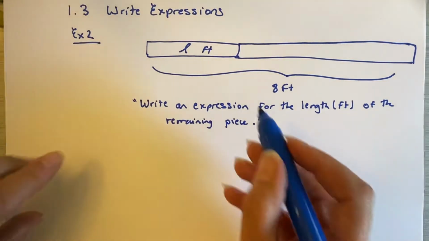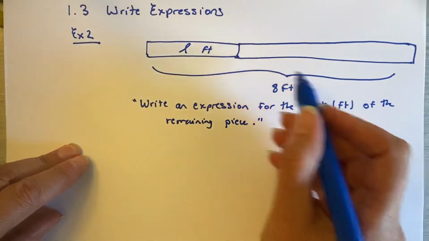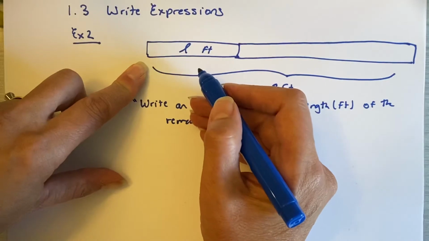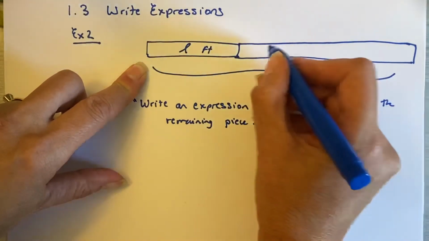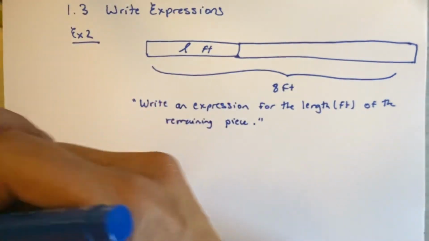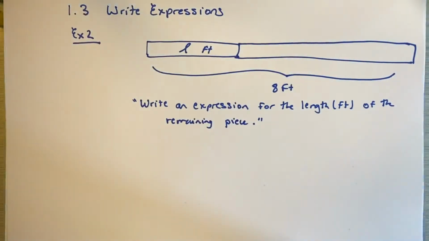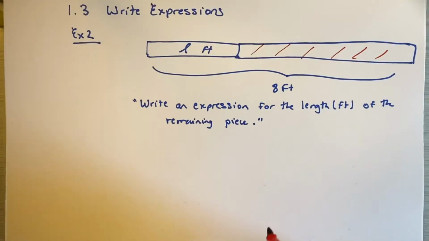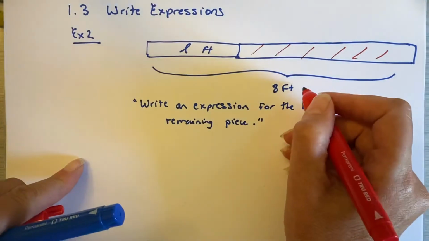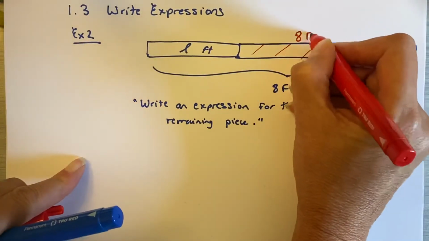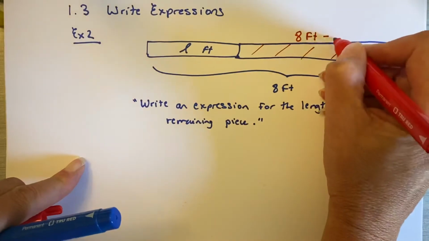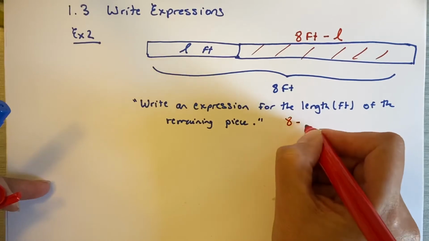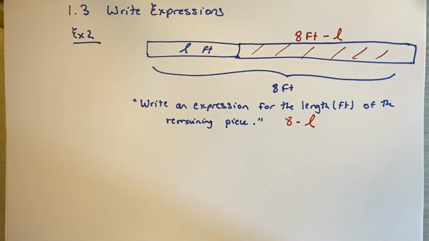And so what is the remaining piece? Well, if the beginning piece is 8 feet and you're cutting L feet, you're trying to figure out what's left. This is the length that you want to put as an expression. And we can tell, well, it's 8 feet minus L. So the remaining piece you would write is 8 minus L. That is the expression that describes it.